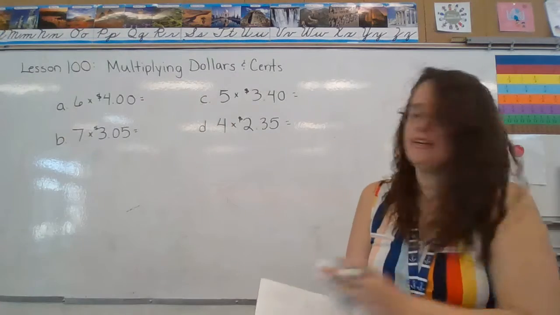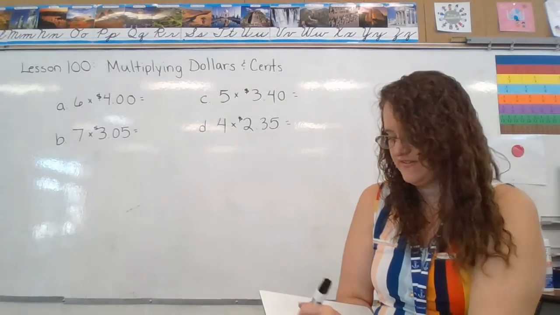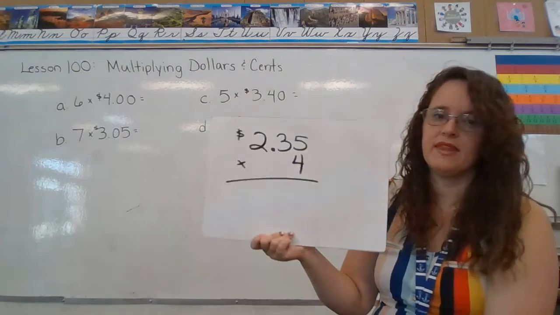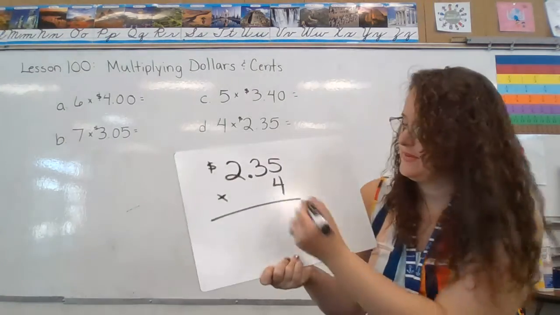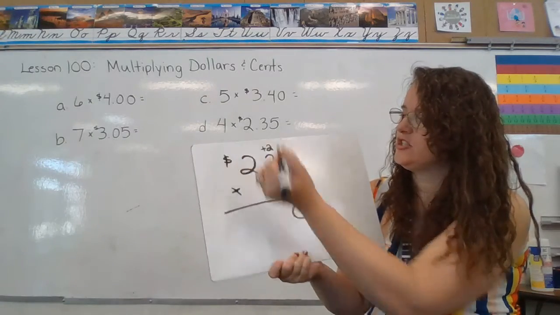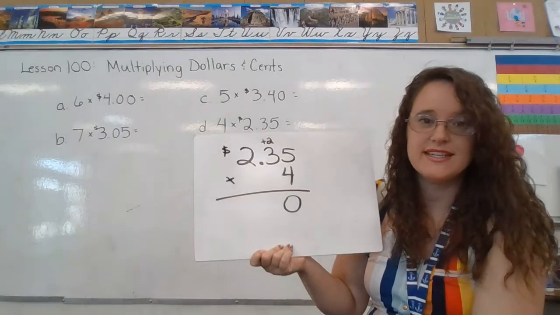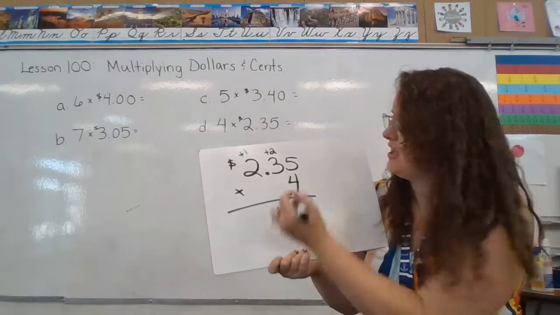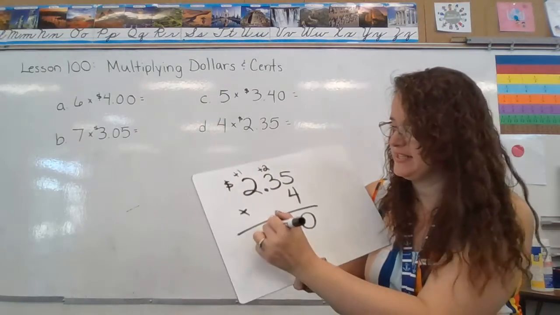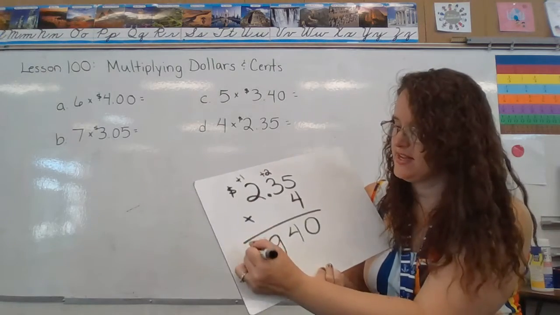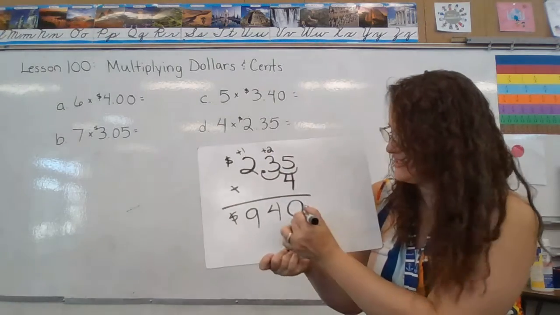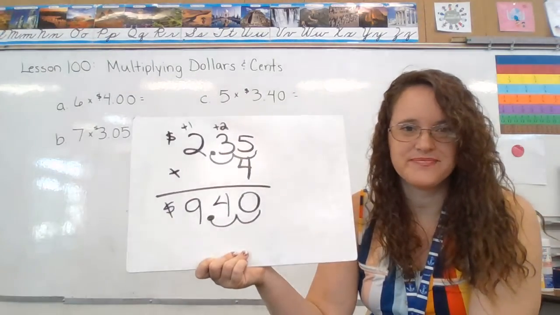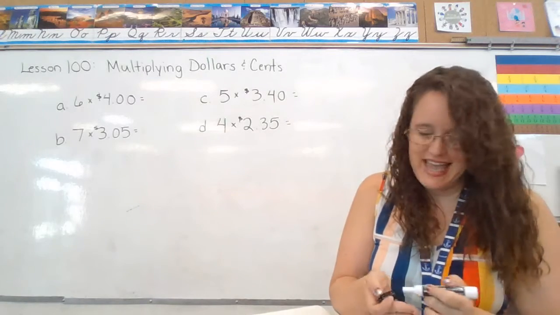And finally, D, we are doing $2.35 times 4. So 5 times 4 is 20, carry my plus 2. 4 times 3 is 12, plus 2 is 14, so I have to carry a plus 1. 4 times 2 is 8, plus 1 is 9, dollar sign, 1, 2 decimal places, so $9.40.